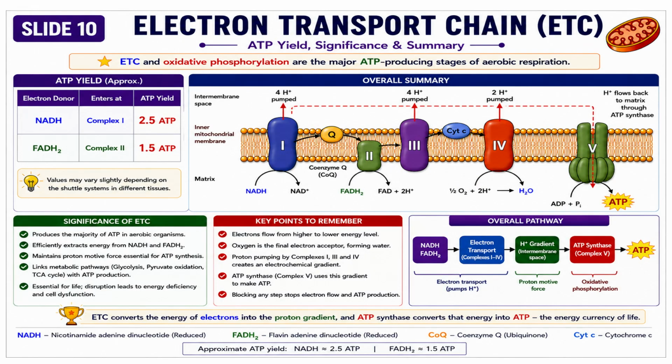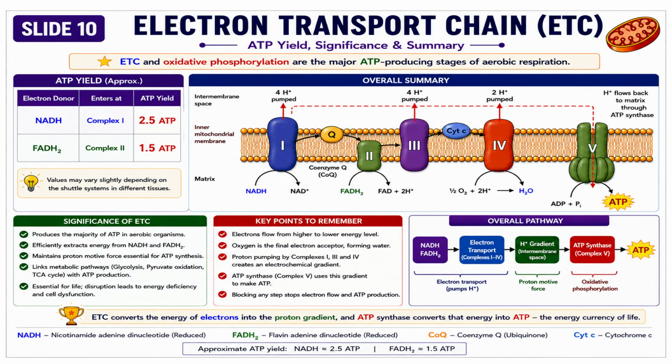Electron Transport Chain, ETC, ATP yield, significance, and summary. The Electron Transport Chain, ETC, is the final part of aerobic respiration and works together with oxidative phosphorylation to produce most of the ATP in cells. It occurs in the inner mitochondrial membrane.